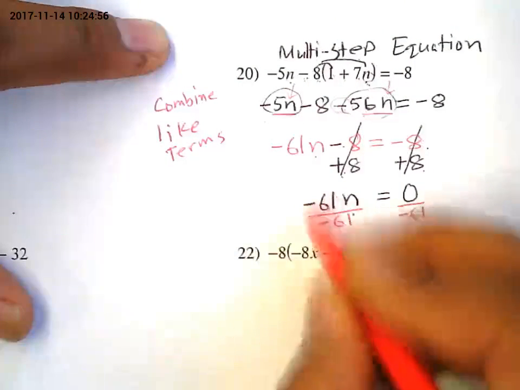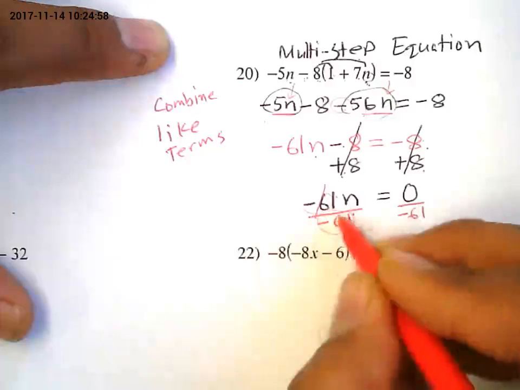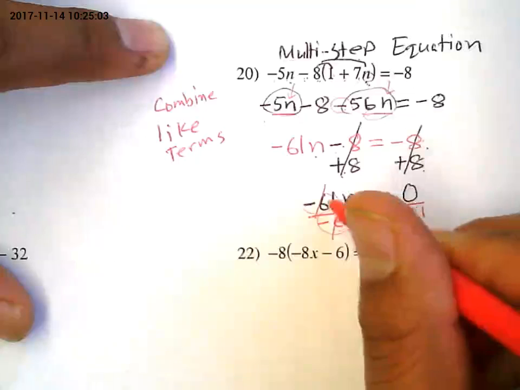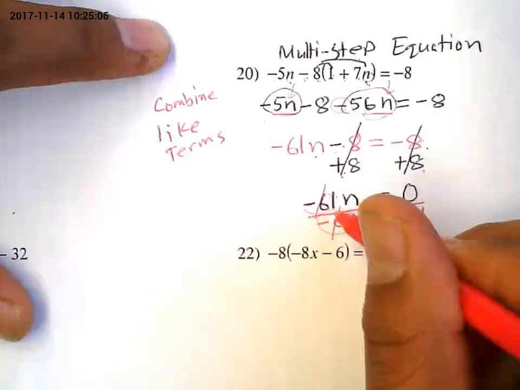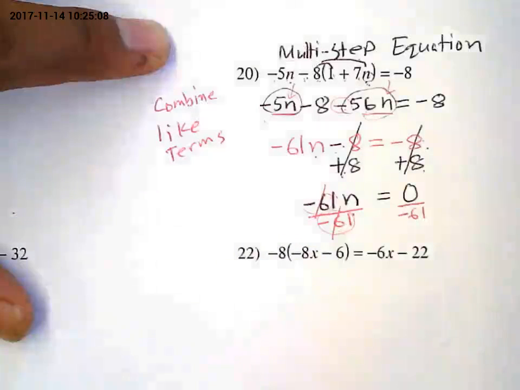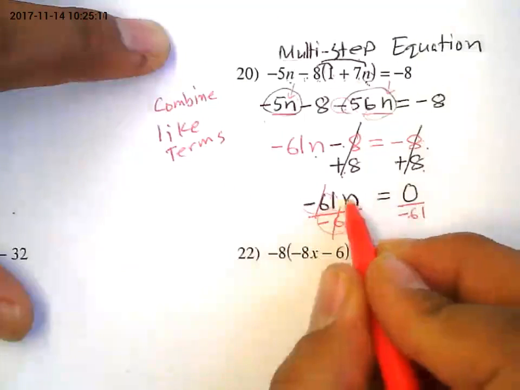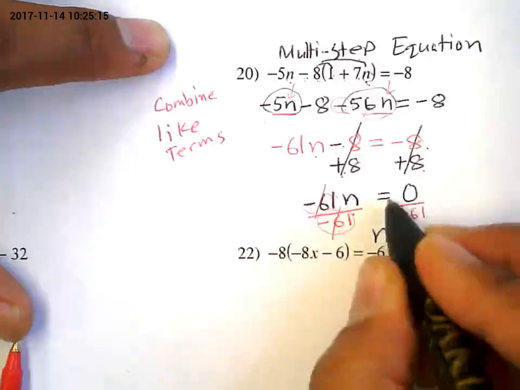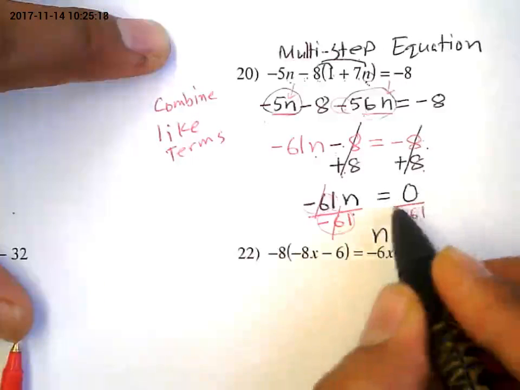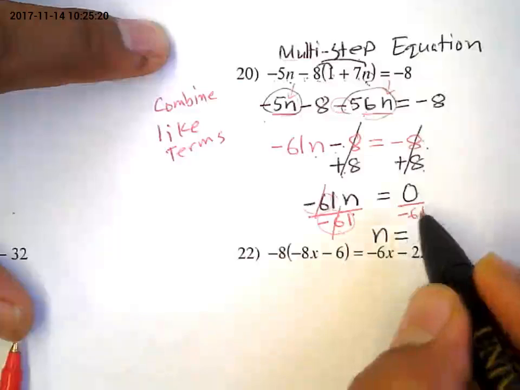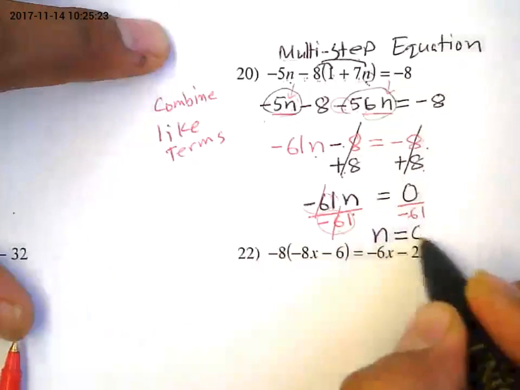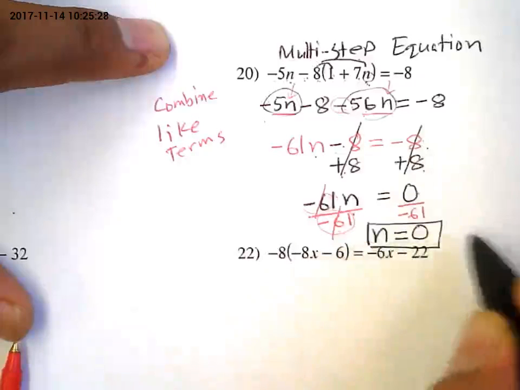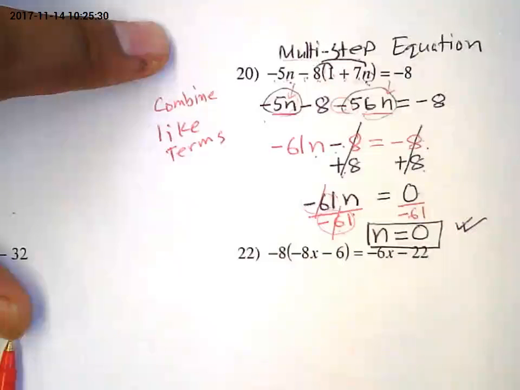If you divide this side by negative 61, you do the other side of the equation by negative 61. So negative 61 divided by negative 61 should cancel each other. In this case, cancel each other means you're dividing the same number. So 61 divided by 61 is 1. This is 1 times n. You should get n alone. Now your n is alone. Equal sign. 0 divided by anything, which in this case is negative 61, is 0. So if you divide 0 by any number, it becomes 0. So your final answer, n equals 0.